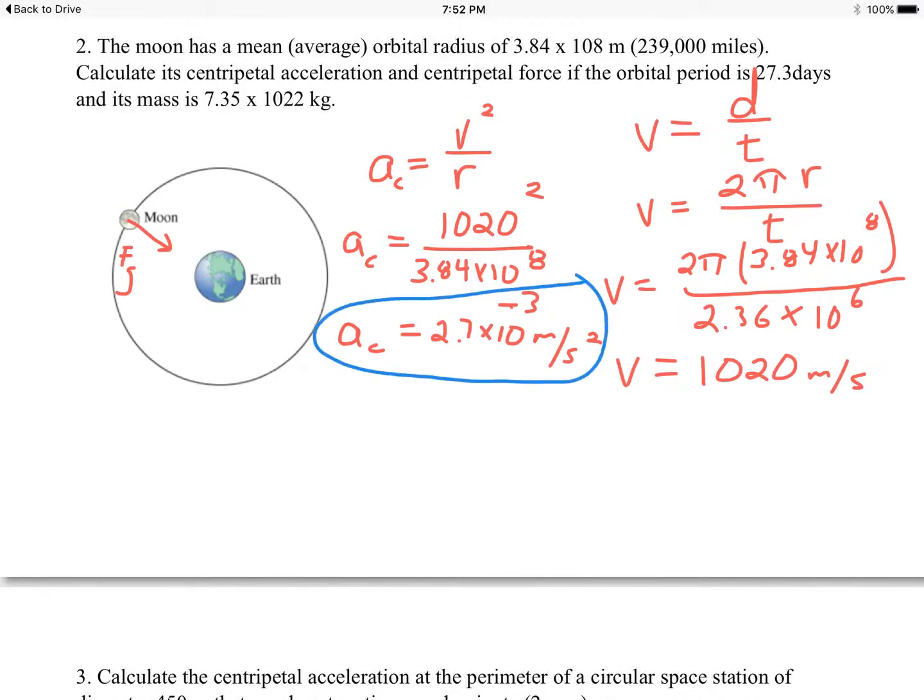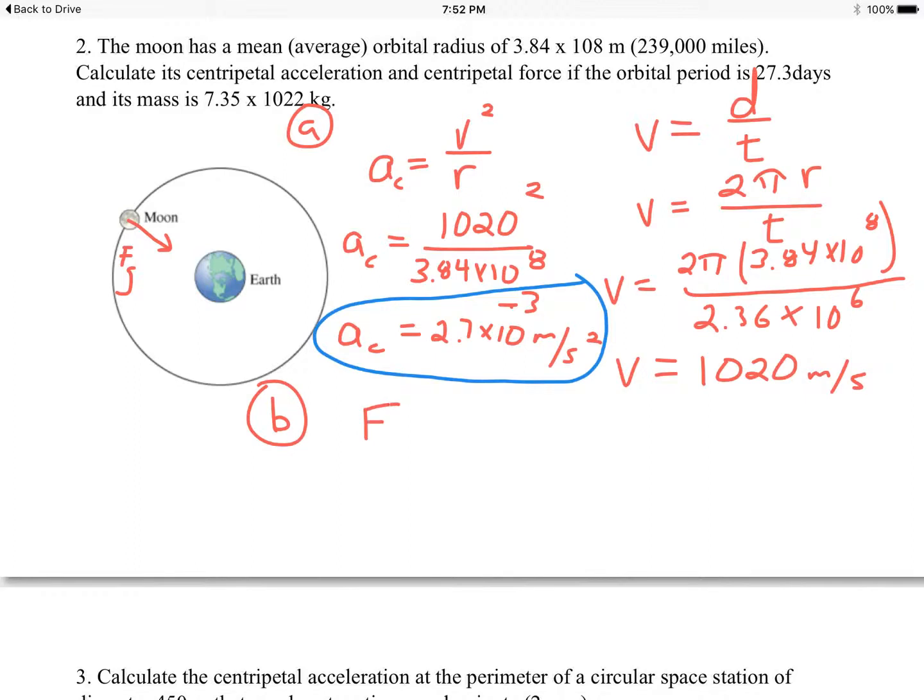It's amazing that it's moving with such high velocity, but the acceleration is very, very small, mainly because it's so far away. Now we need to figure out the centripetal force. If we want to call this part B of the problem, didn't really say A and B, so that was part A, let's call it part A.